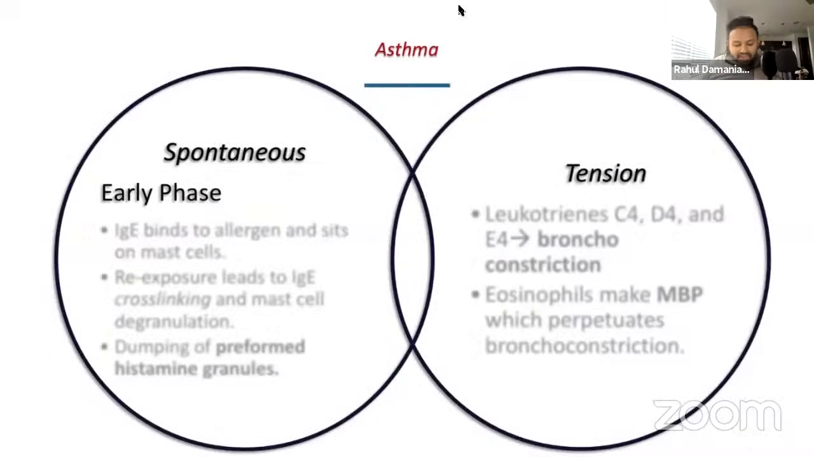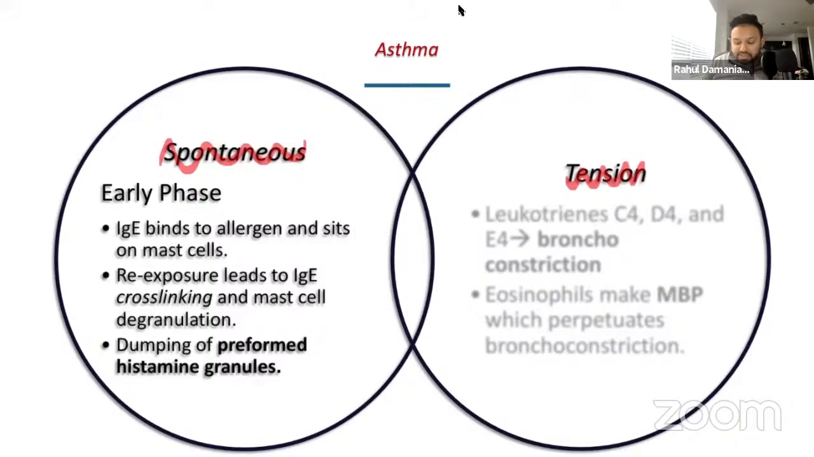Real quick, let's go ahead and talk about asthma. Asthma in the pathophysiology has an early phase and a late phase. The key point here is that the early phase of asthma is similar to anaphylaxis, in which IgE binds on mast cells just like a type 1 hypersensitivity reaction, and you have dumping of histamine granules.